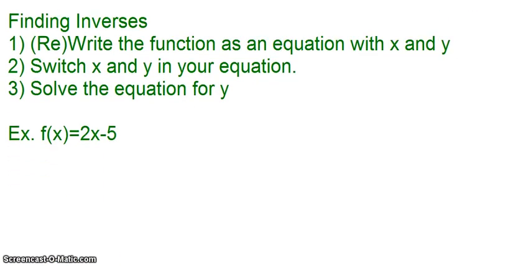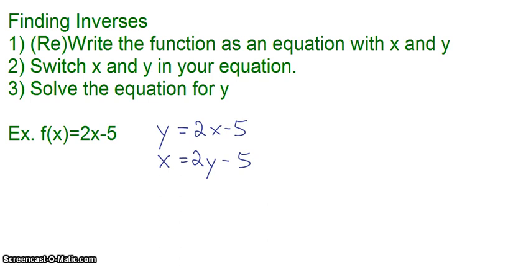Now, finding inverses. We typically do this mathematically. We don't always have the graph and then reflect it over the line y equals x. So the way we do this, we write or rewrite the function as an equation with just x and y. So I see this function. It's in function notation, so I'm going to make that y equals 2x minus 5 instead. Switch the x and the y. Just the variable. That 2 is not coming with the x. So all I have here is x equals 2y minus 5.